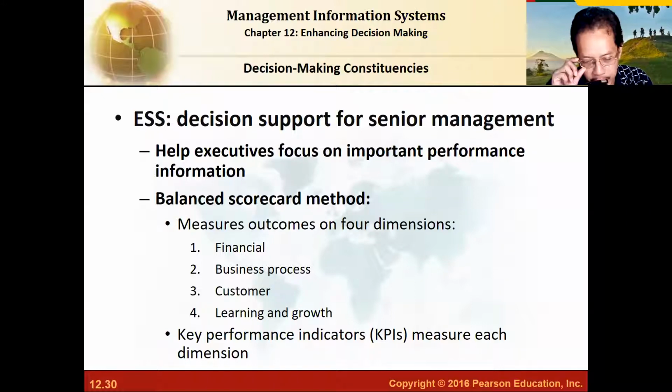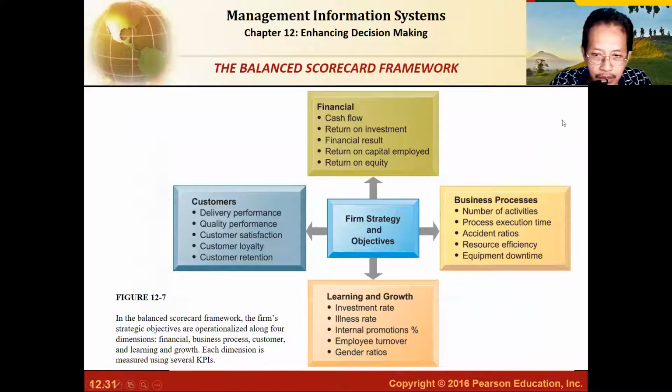And now, if you might remember, ESS would be the executive support system, the system designed for senior managers to make strategic decisions. So if you have known about the balanced scorecard, this is an example. The balanced scorecard method uses four dimensions to measure the performance of a company, not just financial dimensions, but also the business process, how the procedures are done and implemented, about the customers, and about how the company learns new things and the growth of the company. And each of these dimensions are given key performance indicators like this. This is the balanced scorecard framework.